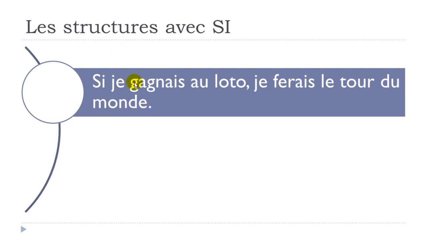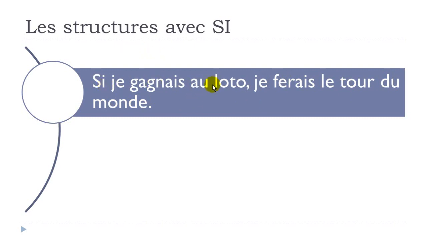Si je gagnais, gagner is to win, au loto, je ferais, it's the conditional form of to do, faire, okay, so I would do, okay, le tour du monde. Okay, so I would travel around the world if you want, but then in French we would use this, je ferais le tour du monde. Okay, and then the idea is that here it's a desire, it's something that you would like to do, okay, but maybe it would happen, but you're not sure about that.